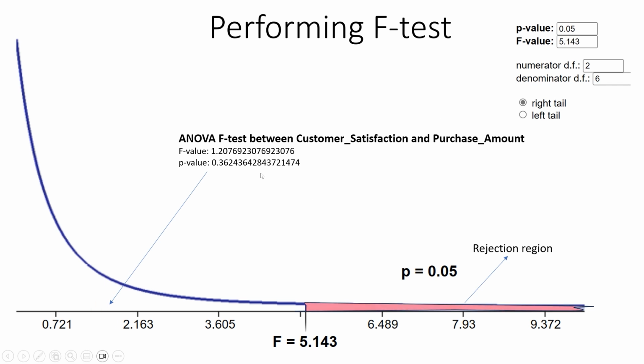This is with respect to the F values. You can tell the same thing with respect to the p-value. My observed p-value is 0.362, whereas the level of significance is 0.05. As per the condition, if my p-value is lesser than alpha 0.05, then it is statistically significant. But here my p-value is clearly greater than 0.05. Hence there is no significant relationship between customer satisfaction and purchase amount, so I'm going to rule this out too.